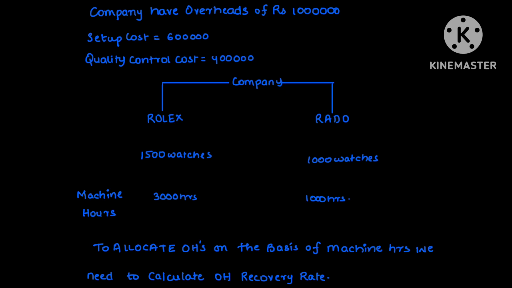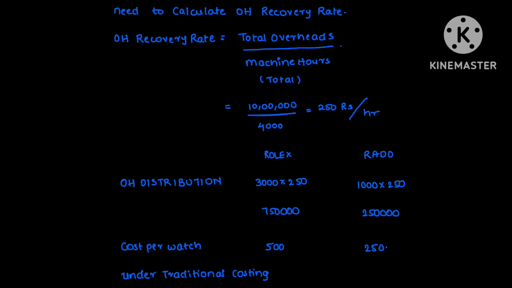So allocation of overheads on the basis of machine hours can be done by calculating the per machine hour cost, or overhead recovery rate, which is total overheads divided by total machine hours, which is 10 lakhs divided by 4000, which is 250 rupees per hour. As we know the overhead recovery rate is 250 rupees, we multiply it with the machine hours to allocate the overheads.